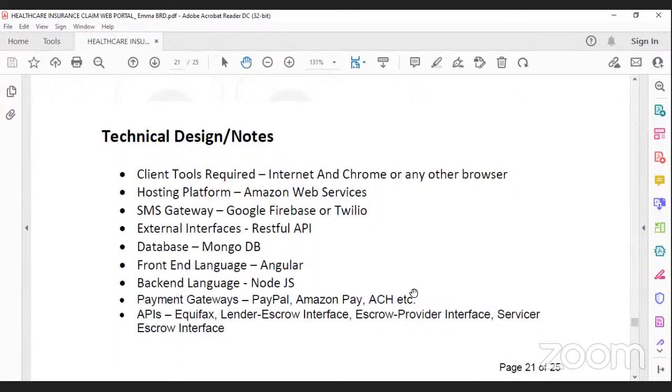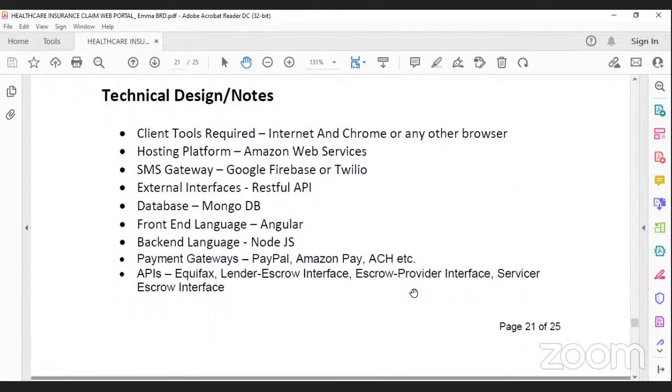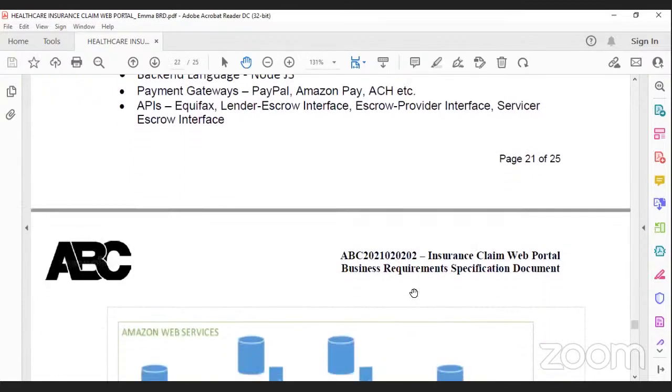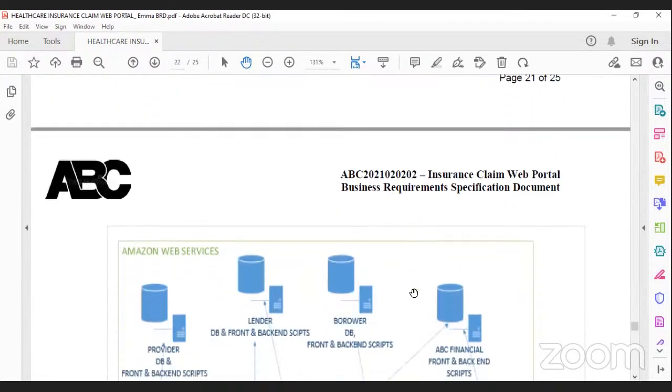External interfaces, RESTful API. Our database will be MongoDB. Front-end Angular, back-end language will be Node.js. Payment gateways, as stated, Amazon Pay, ACH, PayPal, among others. And then the APIs, we are looking at Equifax lender escrow interface, escrow provider interface, servicer escrow interface. So these are the connections or the interconnected APIs we would establish.